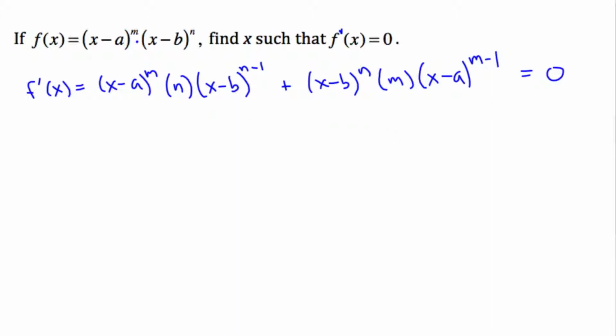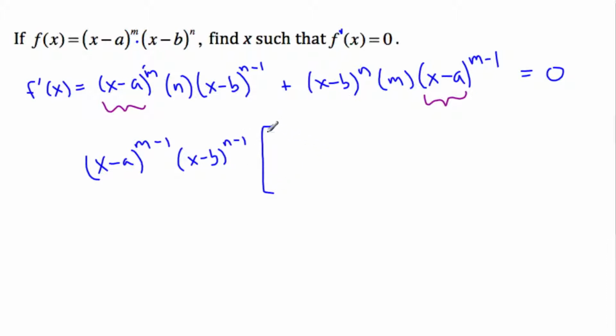Now, you can see here that I've got an x minus a piece here, and an x minus a piece here. So I'm going to factor out an x minus a to the something. The question is, what is it? Well, this is to the m power, and this is to the m minus 1, so they're basically the same except for one more piece of x minus a. So I'm going to factor out x minus a to the m minus 1. I'm also going to do the same thing for x minus b to the n minus 1.